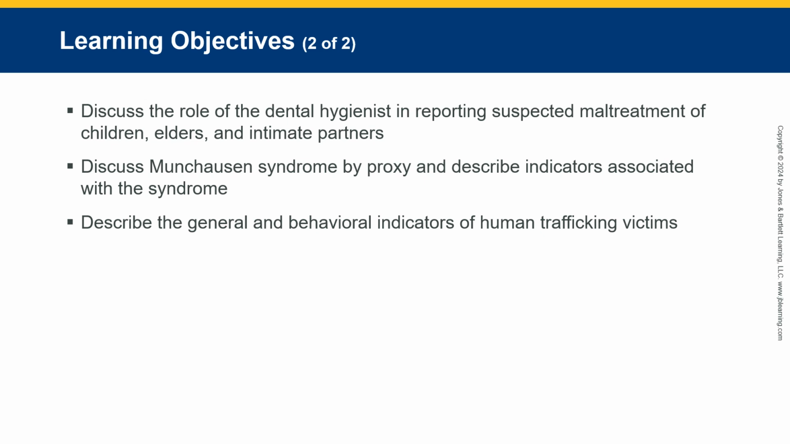We're going to discuss the role of you as a dental hygienist in reporting suspected maltreatment of children, elders, and intimate partners. We're going to discuss Munchausen syndrome by proxy and describe indicators associated with the syndrome. You're going to describe the general and behavioral indicators of human trafficking victims.